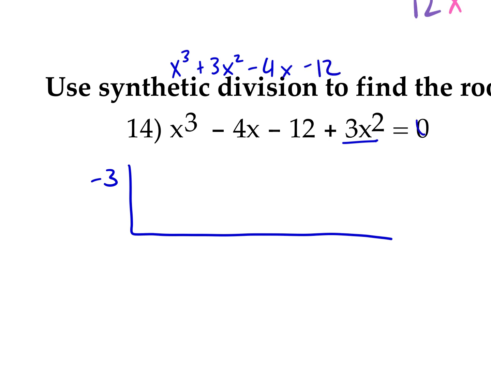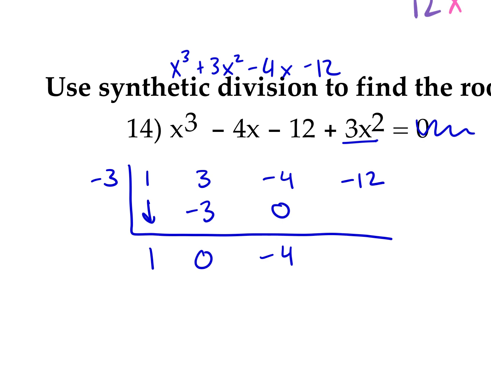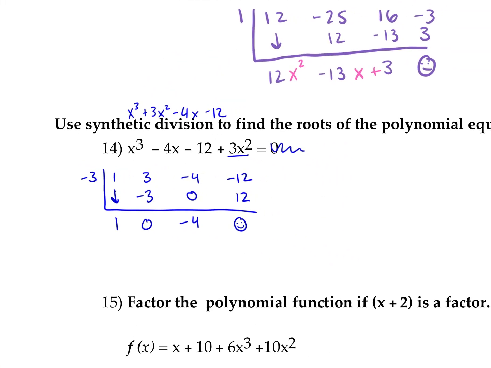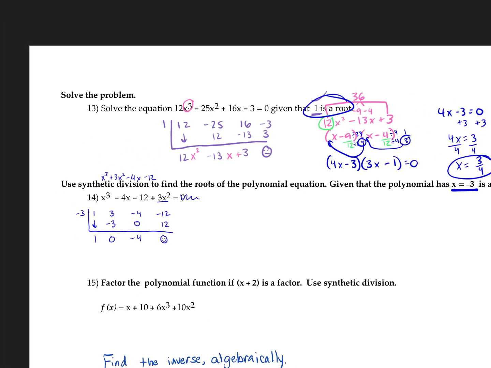So if you had a number over here on the right side of the equation, you'd have to move it over. Or if it's not in standard form, you have to make it in standard form. So my coefficients would be 1, 3, -4, and -12. So drop down the 1, multiply, add, we get 0. Multiply, 0, add, -4, multiply, +12. We add, and we get 0. So we just verified that x is equal to -3.